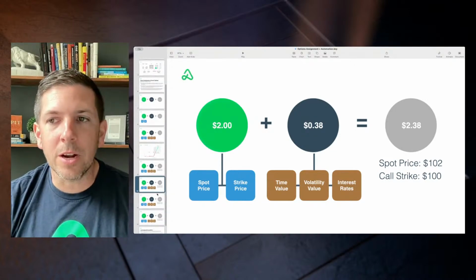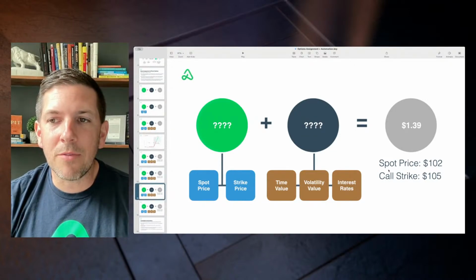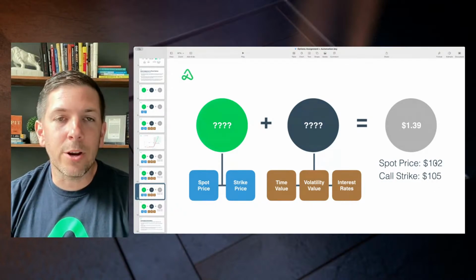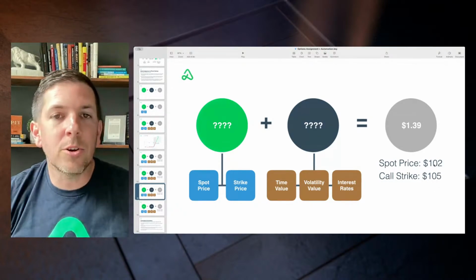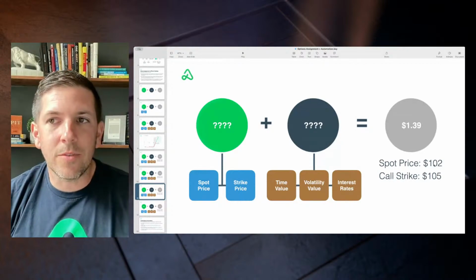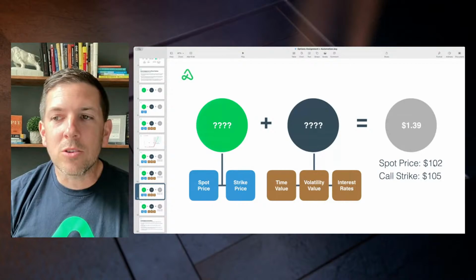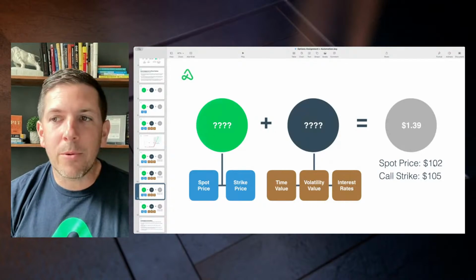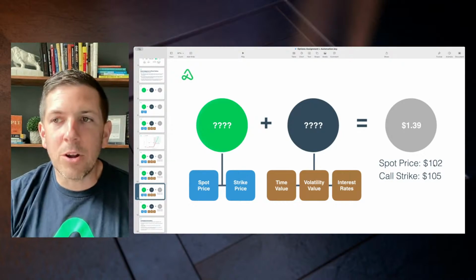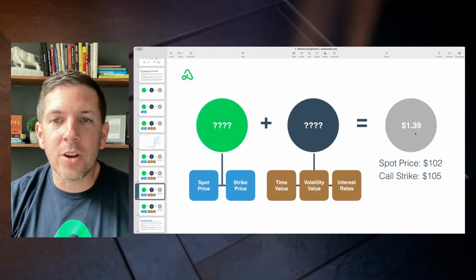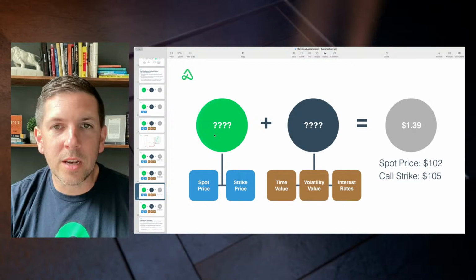All right, another example here. Let's say we have a call strike that's now at 105. Again, the stock is trading at 102 now. I assume you're an option buyer in this case, or you can put yourself on the side of an option seller. So now the call strike is 105 and the underlying spot price is 102. The question is, if this 105 strike call is trading for 139, what portion of the extrinsic and intrinsic value components can we attribute to it?